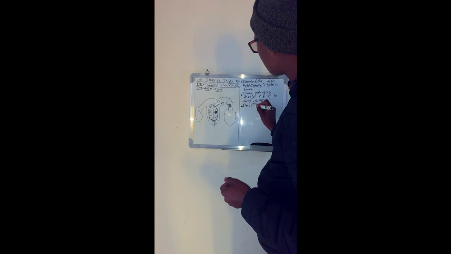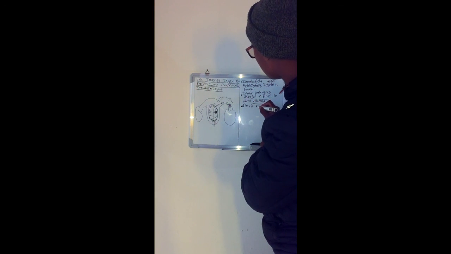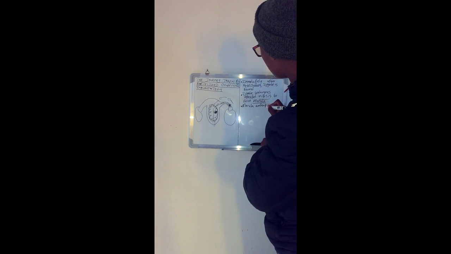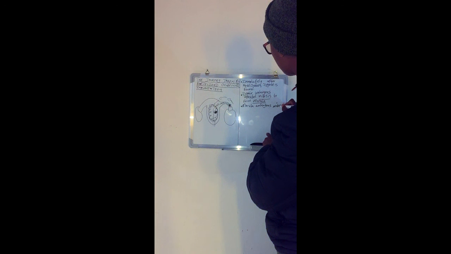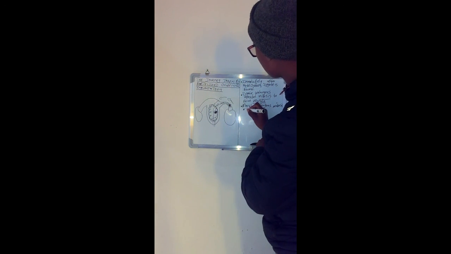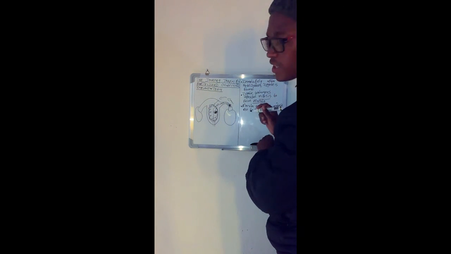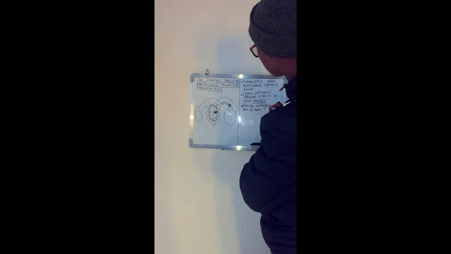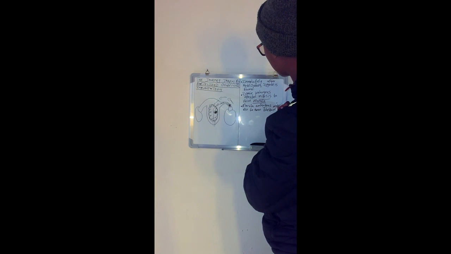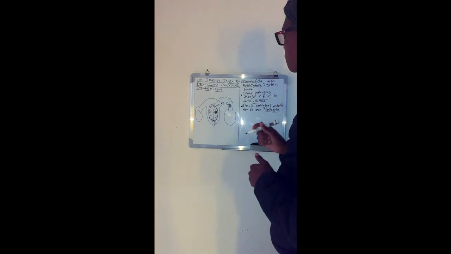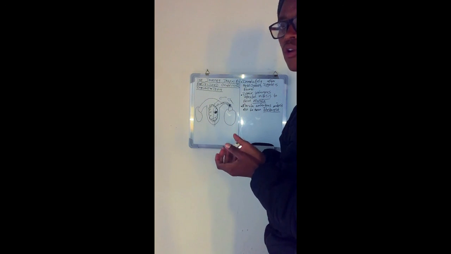morula undergoes repeated mitosis also to form a ball of cells called blastocyst. So this blastocyst is a hollow ball of cells.